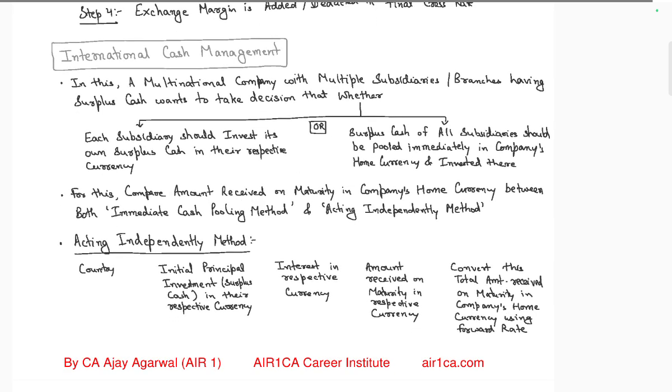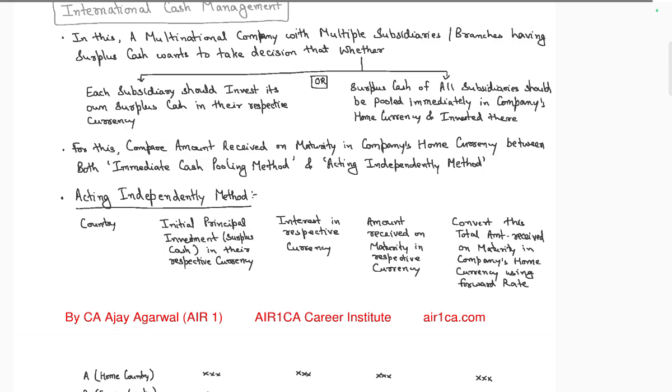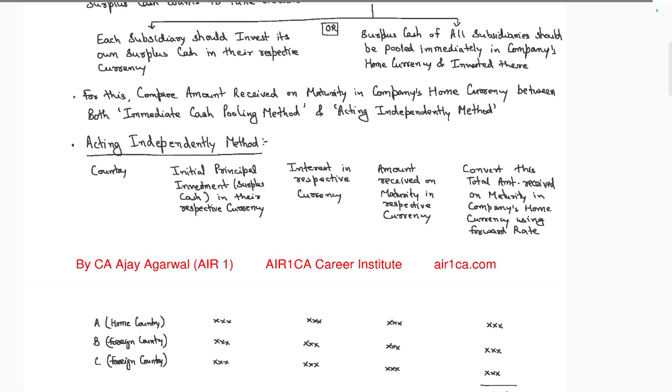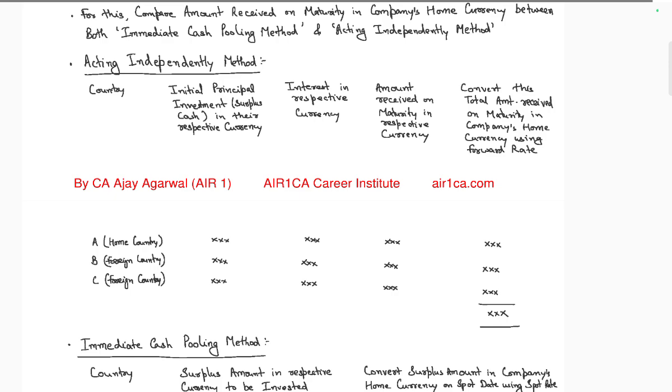International cash management. There is a multinational company whose subsidiaries in various countries have surplus cash. On declaration, the other subsidiaries should invest their own surplus cash in the respective currency. Or the surplus cash of all subsidiaries would be pooled and immediately invested in the company's currency. Compare the amount received on maturity between the immediate cash pooling method and the acting independent method. In the acting independent method, the initial principal surplus is invested in the respective country, interest is earned in the respective country, and the amount received on maturity in the respective country is converted into the company's home country currency using the forward rate.